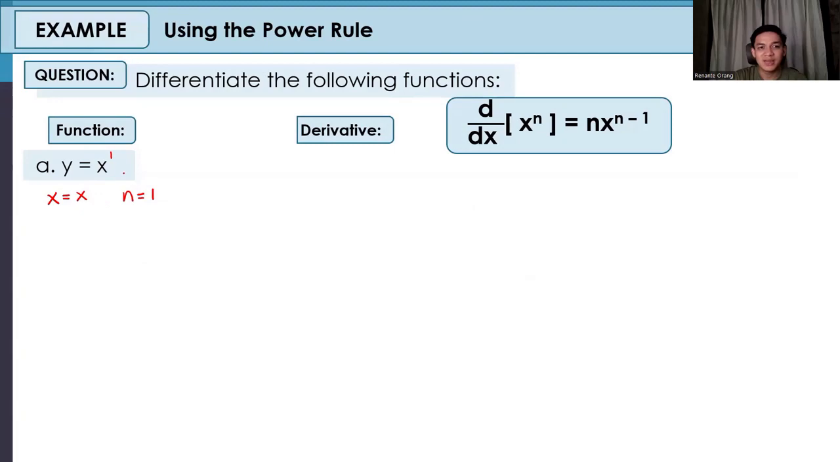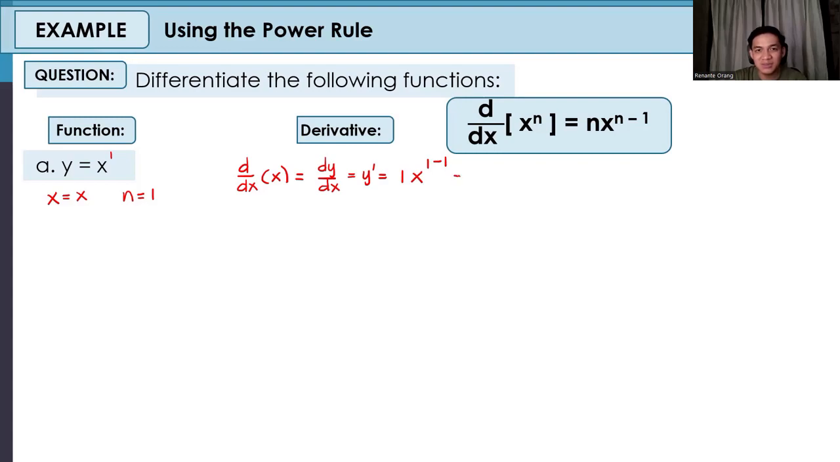So, isubstitute na lang po natin lahat sa ating formula. Lagay natin dito the derivative with respect to x of our function, which is x, is equivalent to, pwede ding dy over dx, pwede ding y prime. Again, that is just a representation. So, gamitin natin yung formula. N po natin is 1. Ang x po natin is x. n po natin ulit is 1 minus 1.